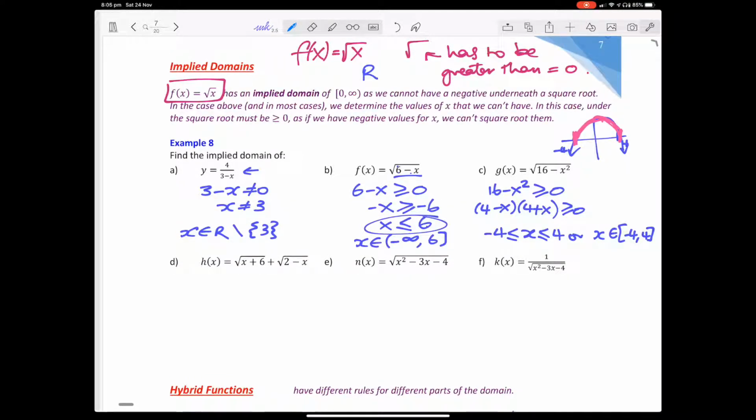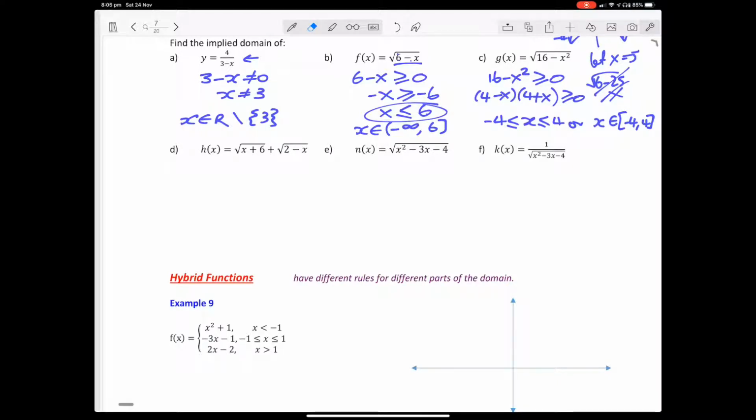And of course we can test it. If we put a value that's bigger than 4, say 5, let x equal 5, we get 16 minus 25 square rooted, which you can't do. So this domain is correct. That's our implied domain.